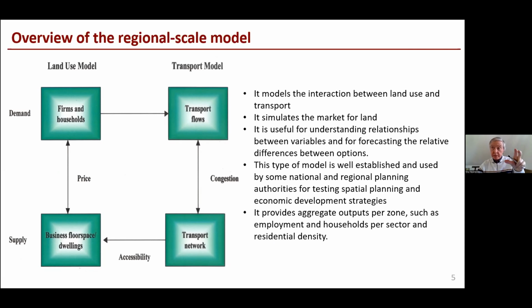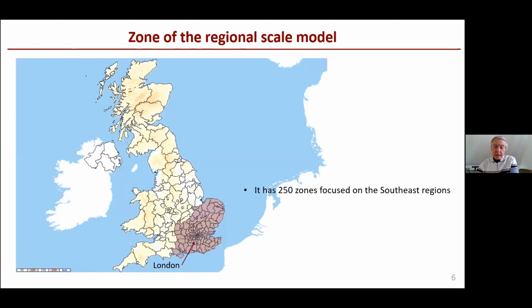So you divide the region that you're studying into different zones, and the model will provide the total employment by different industrial sectors, the households by different socioeconomic groups, and also the average density. So this is just an example of the model that I'm talking about today. It has 250 zones, which are mainly focused on the southeast regions of England. It's in London and the surrounding regions.